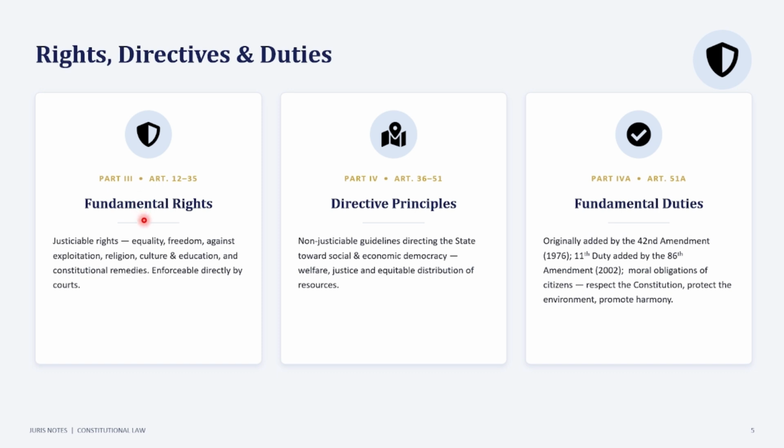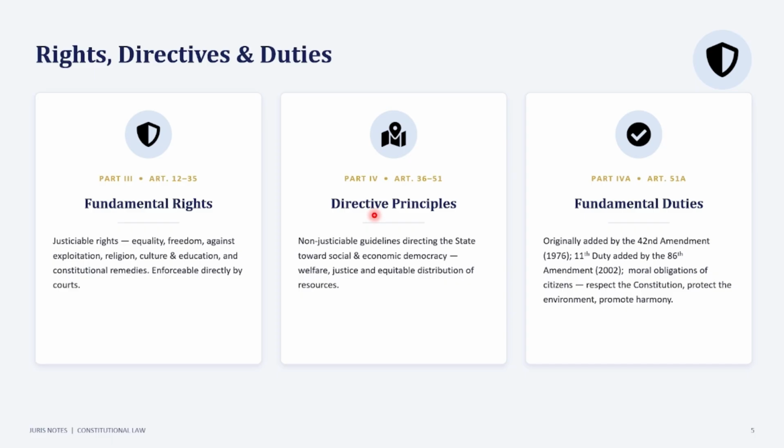Now the slide is extremely important because it covers three major parts of the constitution. First, we have fundamental rights under Part 3, Articles 12 to 35. These are justiciable rights. In simple words, they can be enforced through courts. They include rights relating to equality, freedom, protection against exploitation, freedom of religion, cultural and educational rights, and constitutional remedies. So, these rights primarily protect individuals against unconstitutional state action.